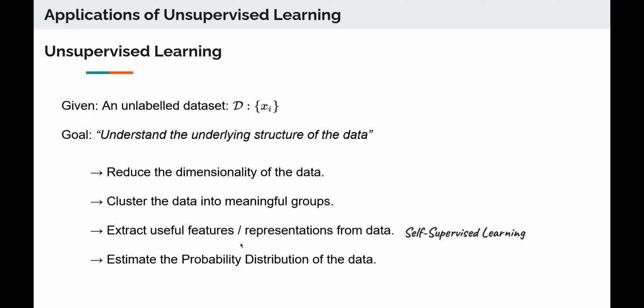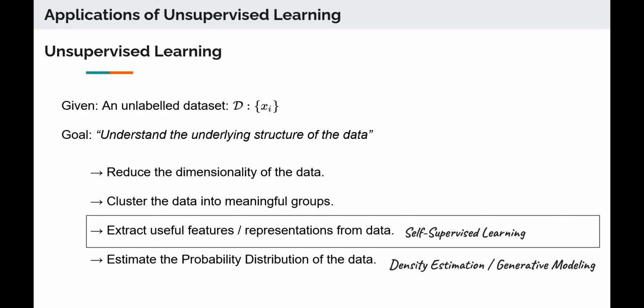And then the last application that I want to mention here, or the last interpretation of what it means to understand the underlying structure of the data, is to estimate the probability distribution of the data. Again, we will look at this in a lot of detail as we go forward. This goes by the names of density estimation, probability density function estimation, or generative modeling.